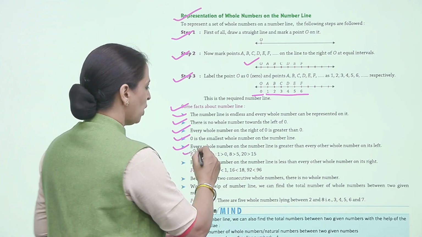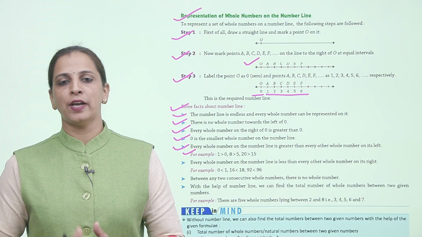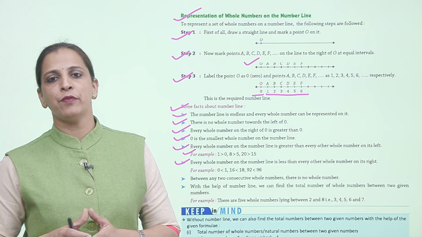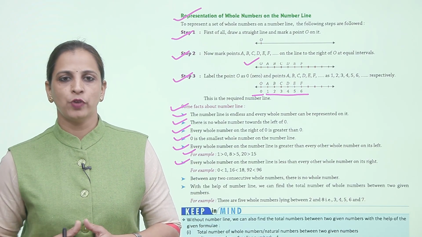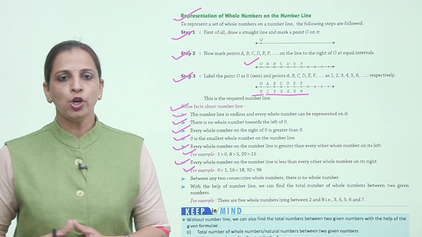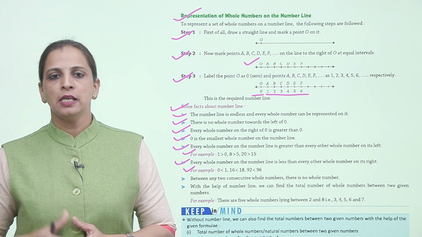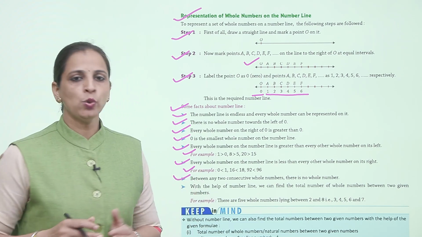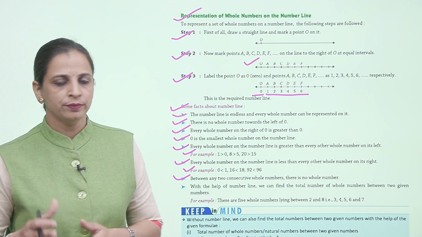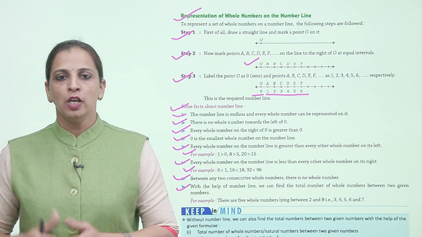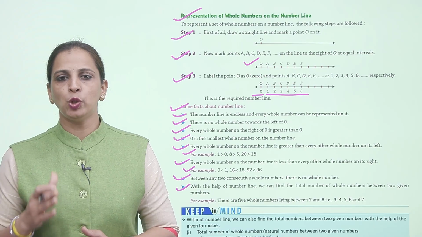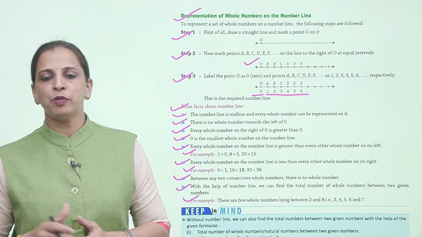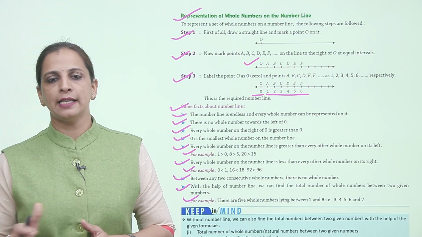For example, 1 is greater than 0, 8 is greater than 5, 20 is greater than 15. Next, every whole number on the number line is less than every other whole number on its right. For example, 0 is less than 1, 16 is less than 18, 92 is less than 96. Next, between any two consecutive whole numbers, there is no whole number. Next, with the help of number line, we can find the total number of whole numbers between two given numbers. For example, there are 5 whole numbers lying between 2 and 8, that is 3, 4, 5, 6 and 7.